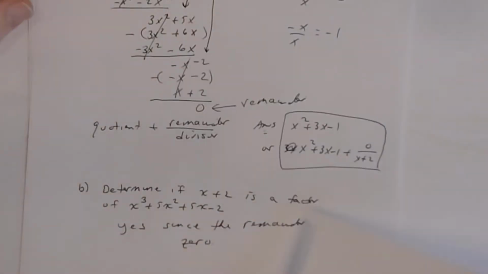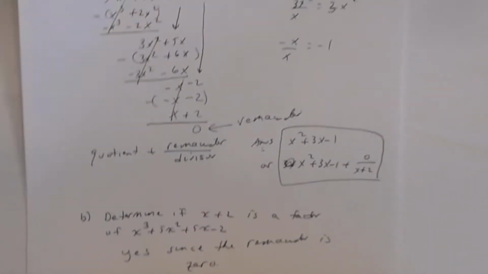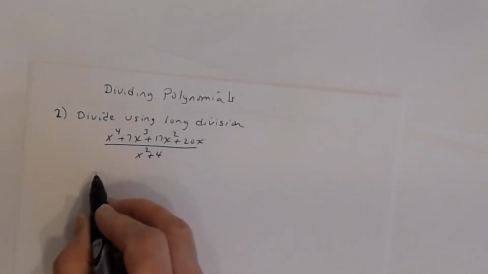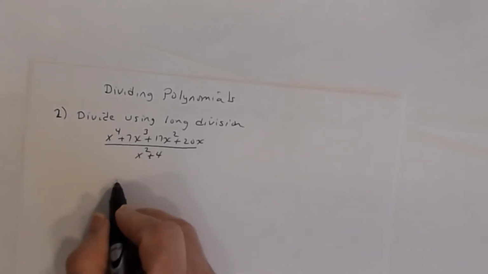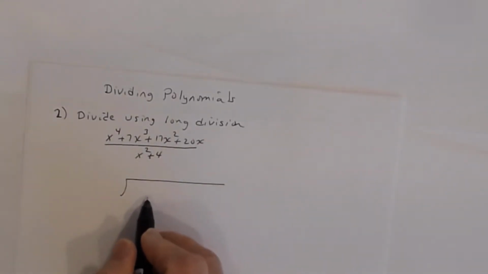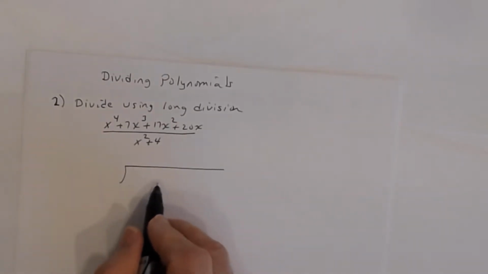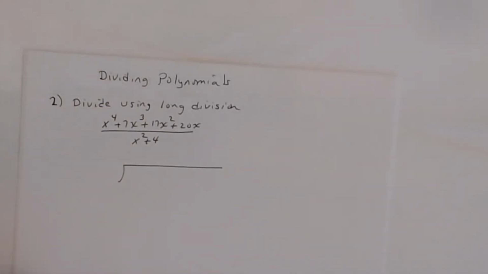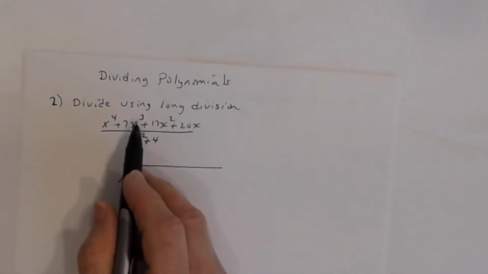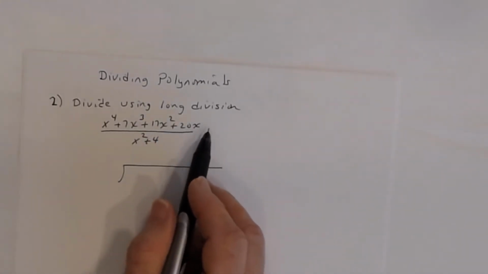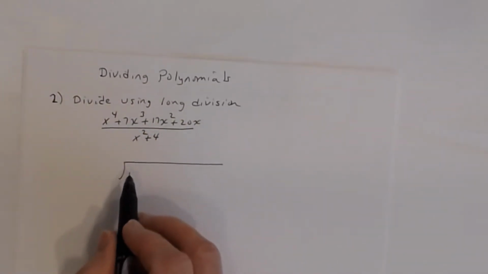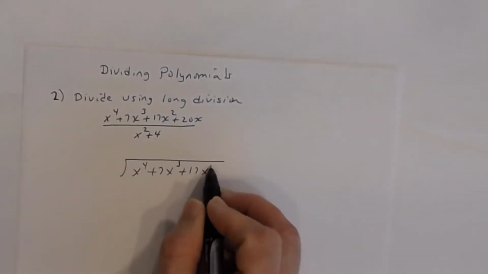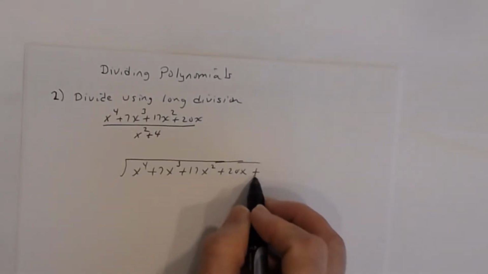All right. Okay, so let's look at number 2. We want to divide using long division. First of all, remember that when I do this long division, the dividend has to be in descending order, and if there are any missing terms, you have to use 0. Notice I have x to the 4th, x cubed, x squared, x, and then my constant is missing. So I'm going to have to say x to the 4th plus 7x cubed plus 17x squared plus 20x plus 0.